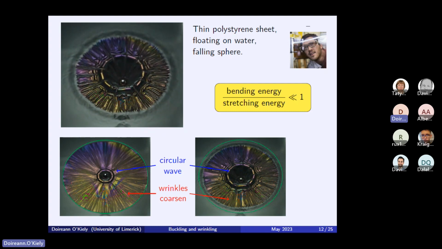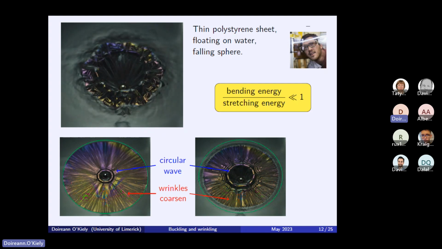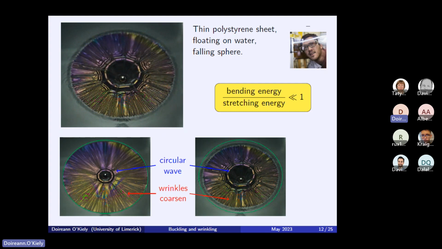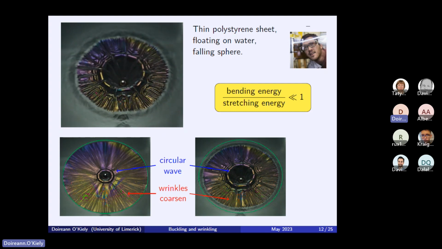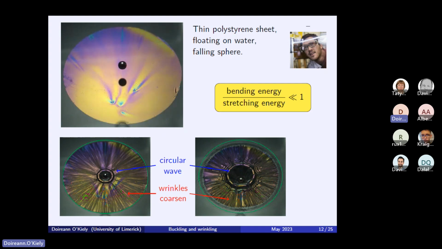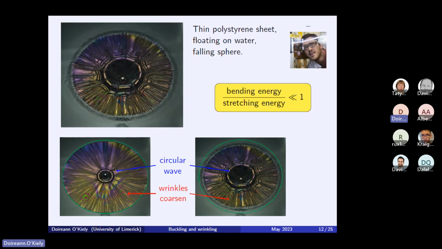There are two things to think about here: a circular wave, and the coarsening of wrinkles. Since most people in this room are fluids people, the circular wave is maybe of more interest to you. So we'll talk about that and then skip through the wrinkles afterwards.